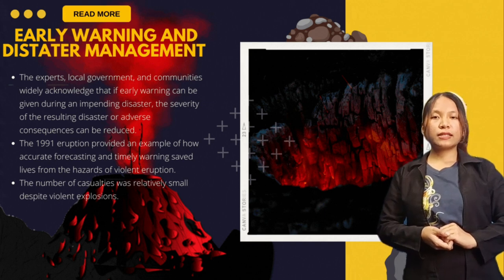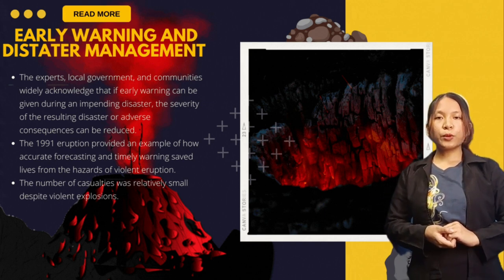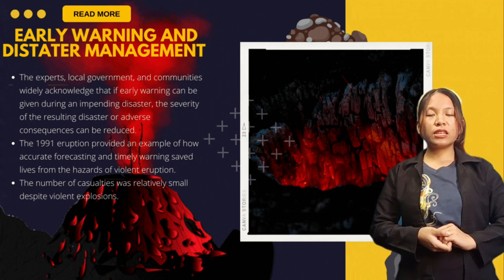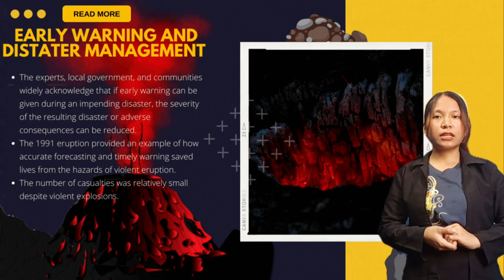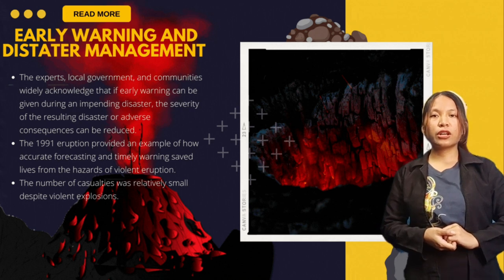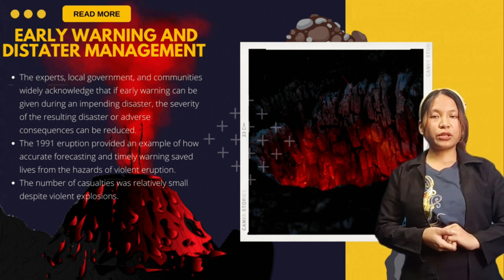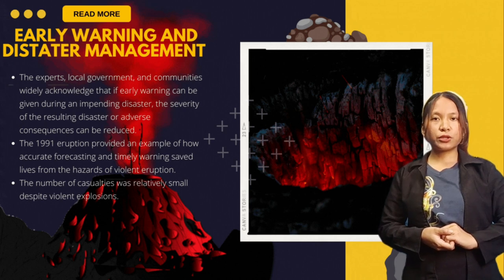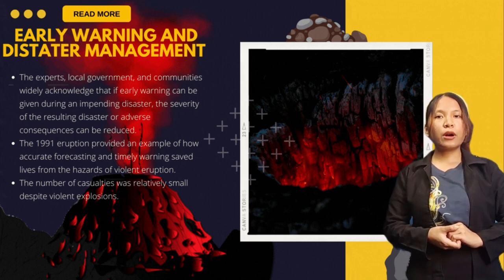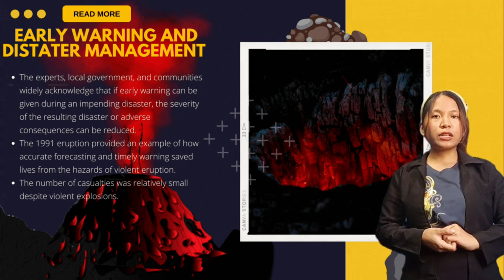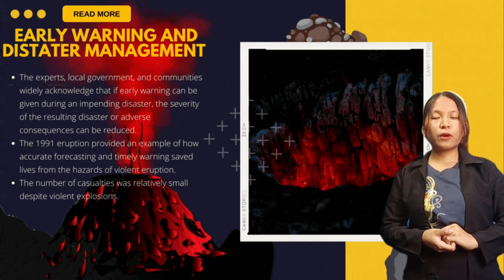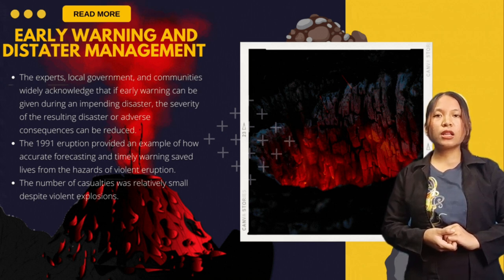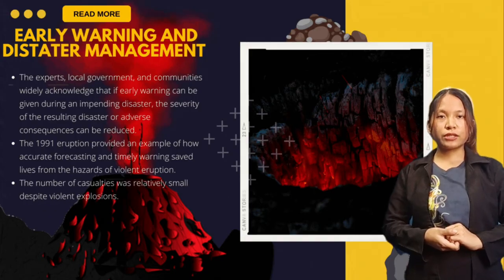Early warning and disaster management. The experts, local government, and communities widely acknowledge that if early warning can be given during an impending disaster, the severity of the resulting disaster or adverse consequences can be reduced. The 1991 eruption provided an example of how accurate forecasting and timely warning saved lives from the hazards of violent eruptions. The number of casualties was relatively small despite violent explosions.